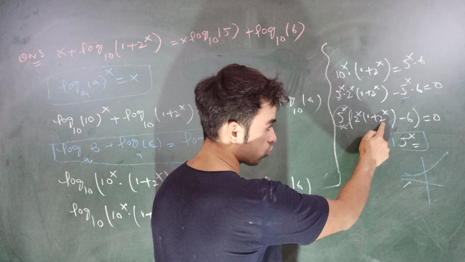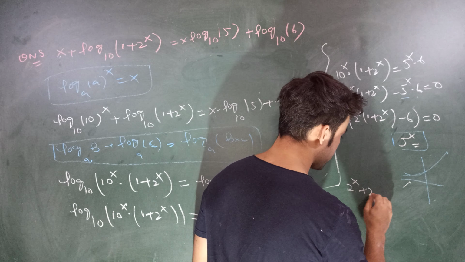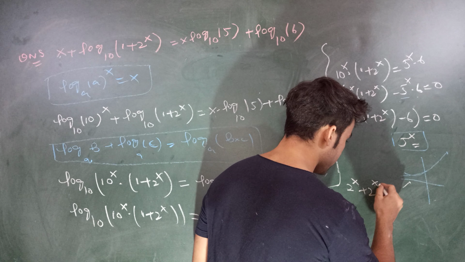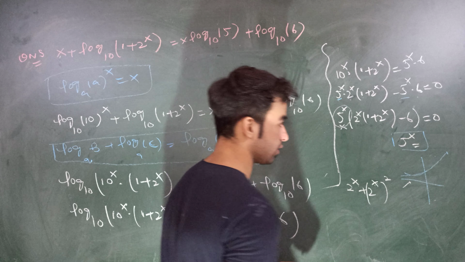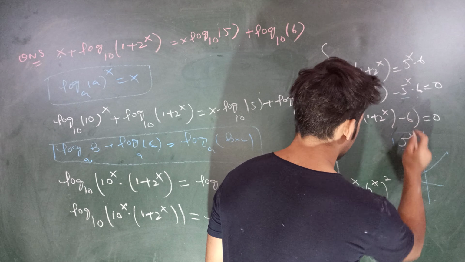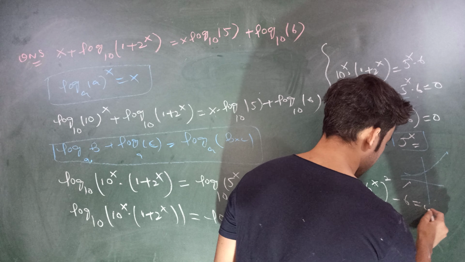Okay, now we can see that 2 to the power of x multiplied by 2 to the power of x becomes 2 to the power of 2x. And I can write 2 to the power of 2x as 2 to the power of x, squared. Why I'm doing it, you will come to know in just a minute. And here I'll be left with minus 6. So this thing has to be 0.